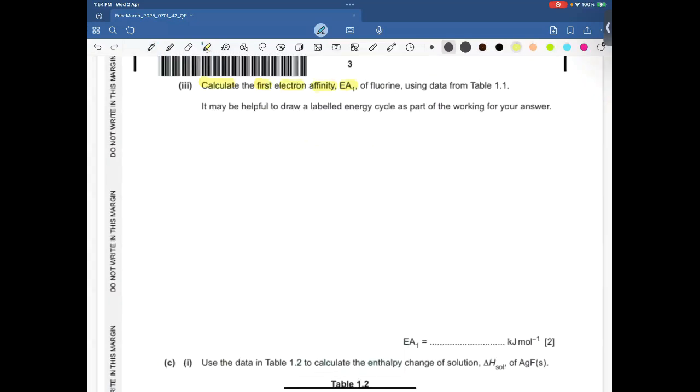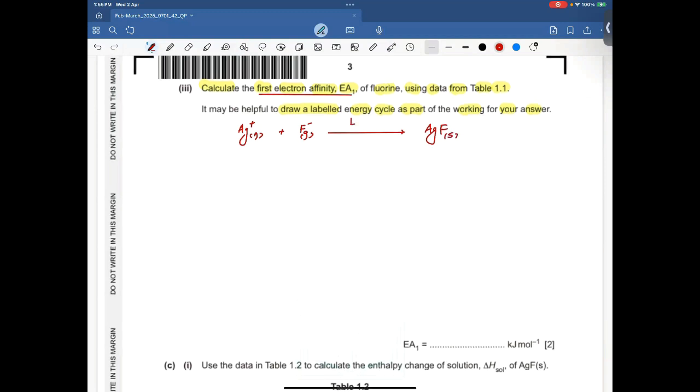Calculate the first electron affinity of fluorine using data from table 1.1. And that was what I was expecting. We need to find out the electron affinity. It may be helpful to draw a labelled energy cycle as part of the working for your answer. And we have only 2 marks here along with this energy cycle. That's unfair actually. Anyhow, let's make the cycle. This is silver ion. This is gaseous fluoride ion. Converting into 1 mole of solid silver fluoride. And that's your lattice energy.